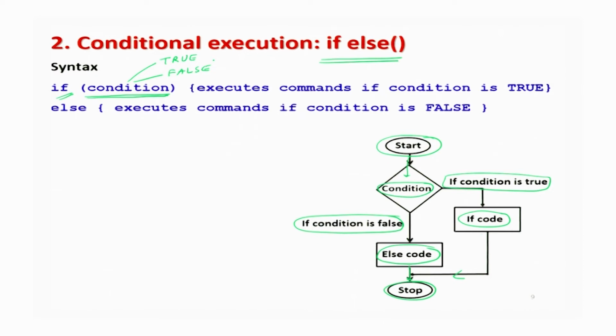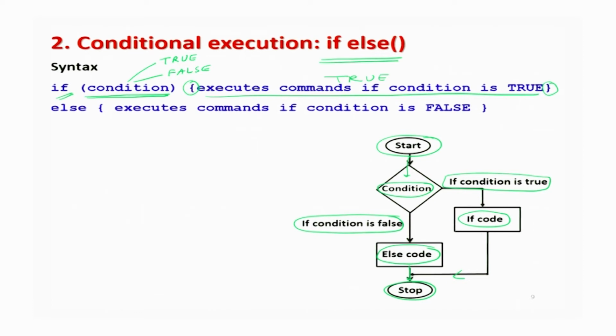In case the condition is true, then whatever you want to execute has to be written inside the curly bracket just after this. So, this will go with the true condition. There can be commands here, and they will be executed. And in case the condition is false, then what will happen?